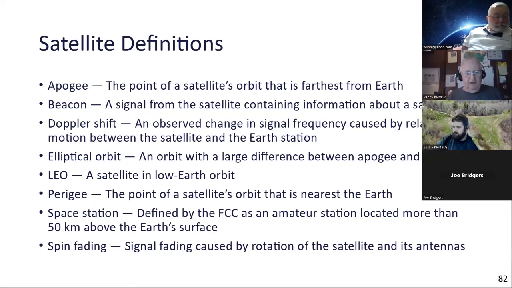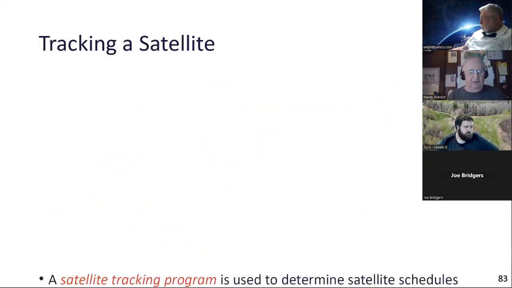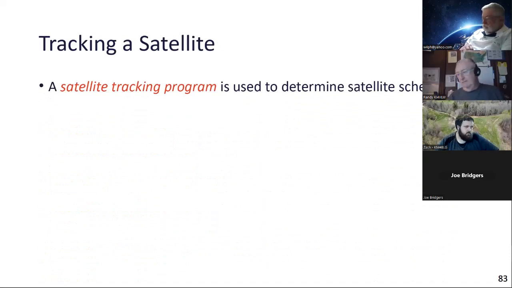Spin fading, signal fading caused by the rotation of the satellite and its antennas. If you remember the old AM, FM, especially at night with the distant stations, how it would come and go, well, that's the same as spin fading. It's similar to that. Okay, tracking a satellite. A satellite tracking program is used to determine the satellite schedule, and you can go on the NASA website and get these and see when a satellite is coming over to try to make communications with it.